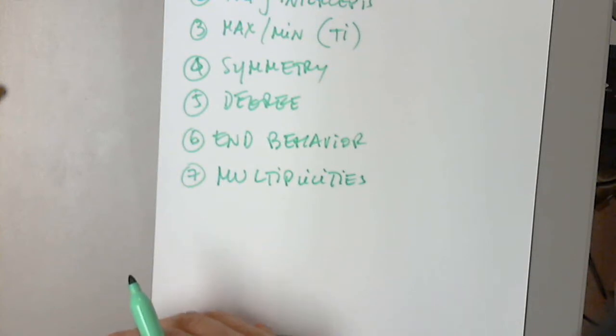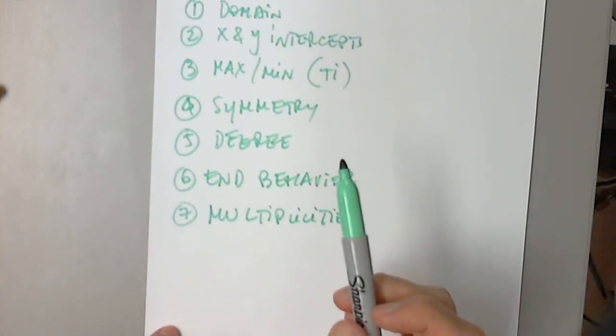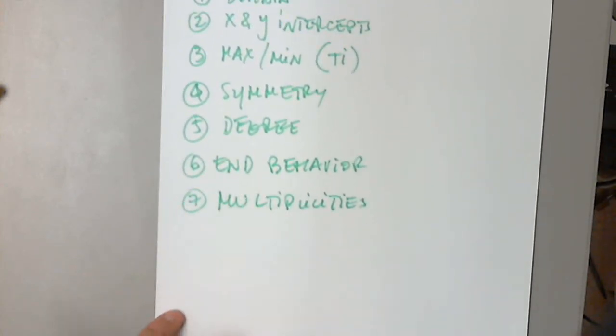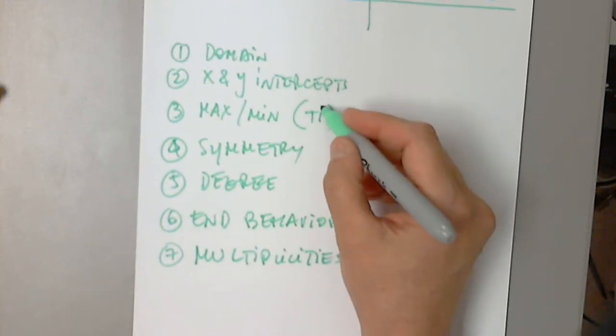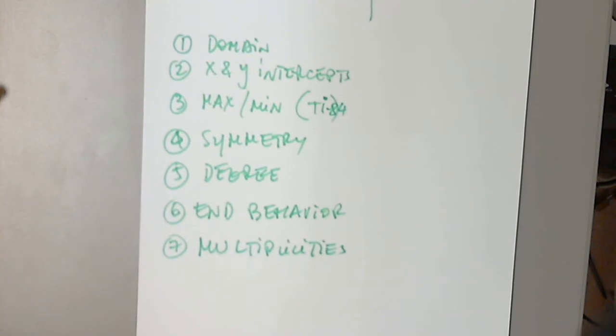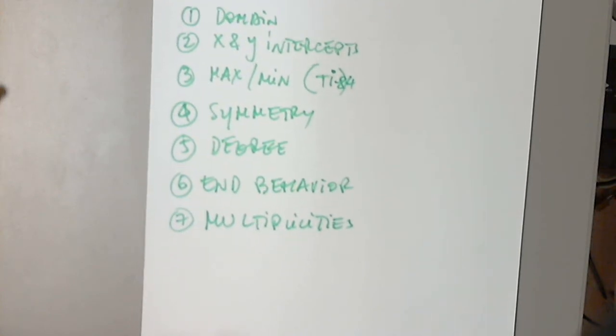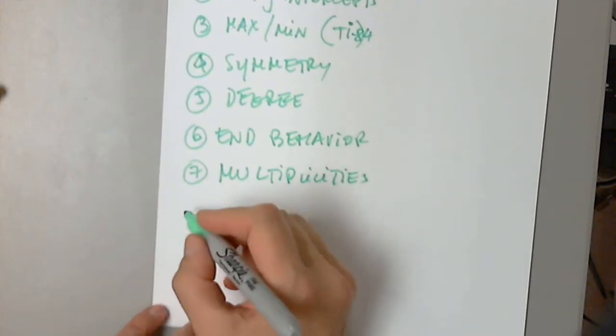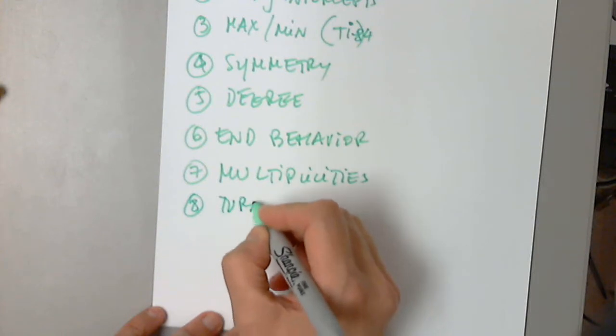What we don't know so far from all this list is what is TI? Texas Instruments, 84, calculator. Eight turns.